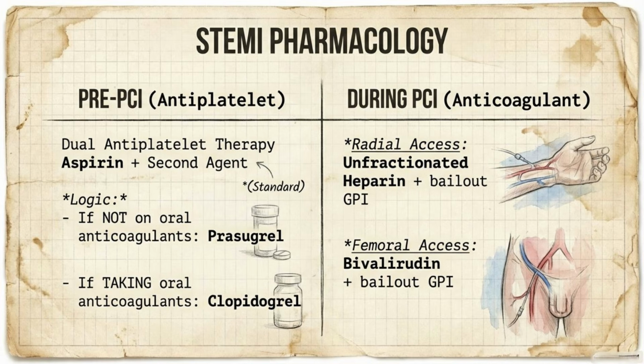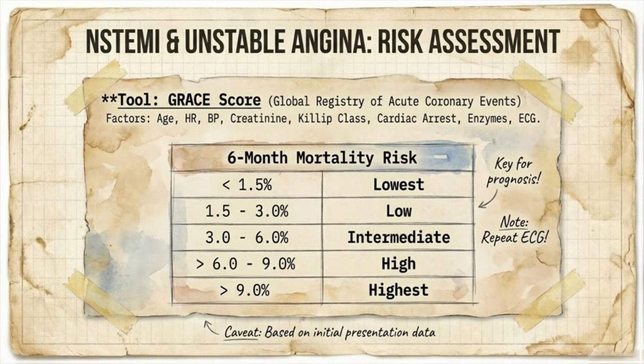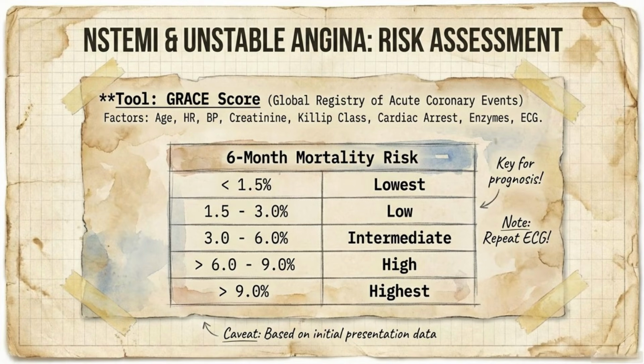Now let's switch gears to NSTEMI and unstable angina. This feels murkier. The ECG isn't shouting at you. It really isn't. And that's why the whole strategy changes. For STEMI, the strategy is speed. For NSTEMI, the strategy is stratification. Risk stratification. We're not treating everyone the same way.